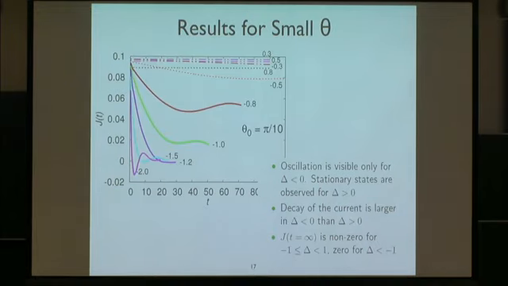So anyway, if you compare similar values of delta, for example plus 0.8 and minus 0.8, for repulsive interaction the current decays strongly. And for attractive interaction, the current decays a little bit, but not much. So there is a difference between negative delta and positive delta. This is not infinitesimally small, but relatively small.